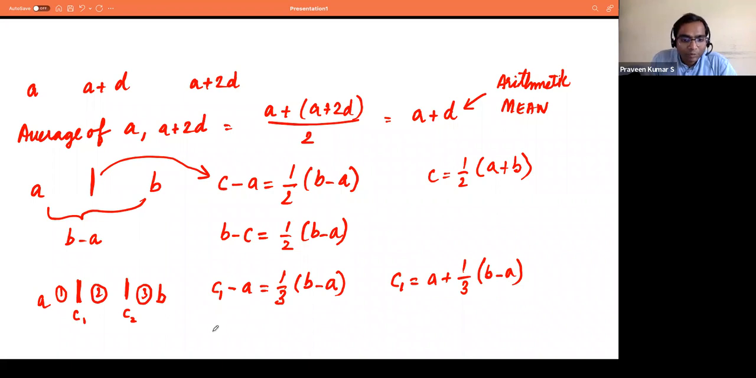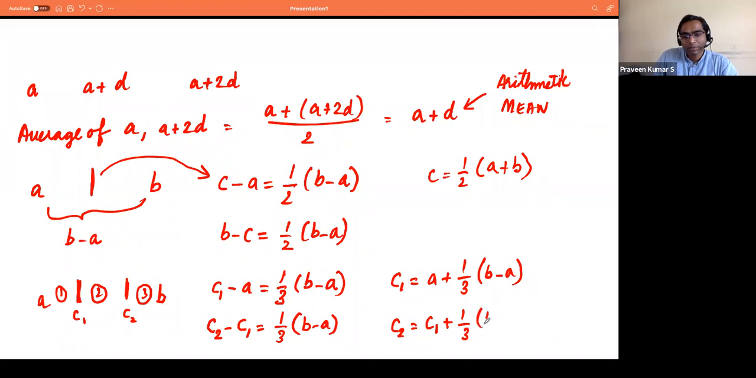Similarly, if you have to write C2 minus C1, it will be equal to 1/3 of B minus A. So C2 will be equal to C1 plus 1/3 of B minus A. Now going by the same logic, you will write C3. We don't have C3 here. This will become B here, which will be equal to, again, C2 plus 1/3 of B minus A. So they both will become equal.